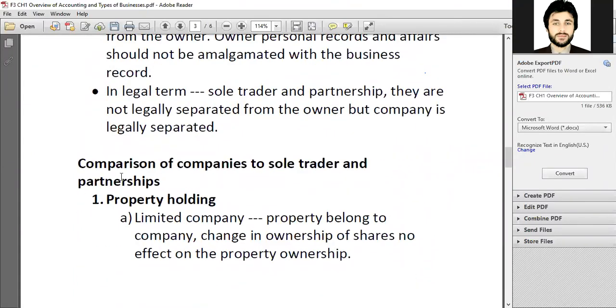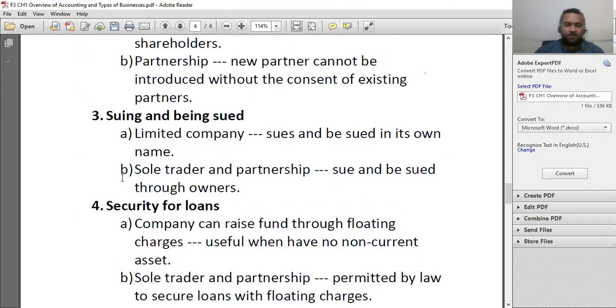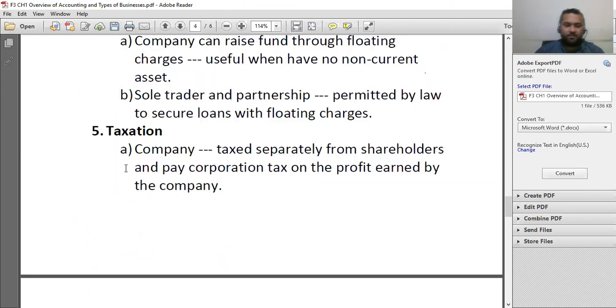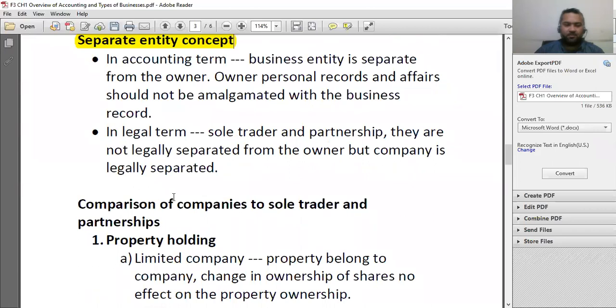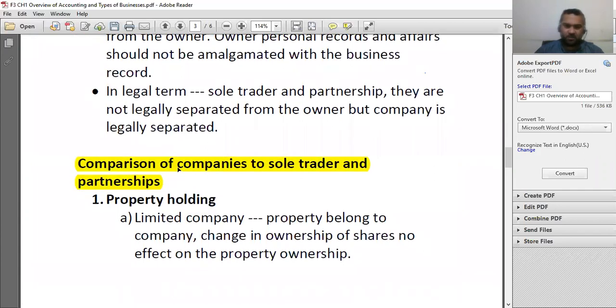Now, the last topic, that is the comparison of companies to sole traders and partnerships. This topic covers the differences between a company, a sole trader and a partnership, and all these points have been taken from the above discussion. First one, property holding. A limited liability company can hold property in its own name.